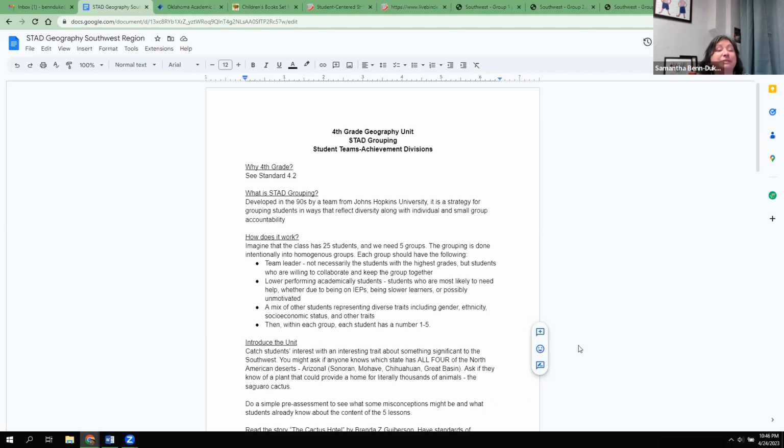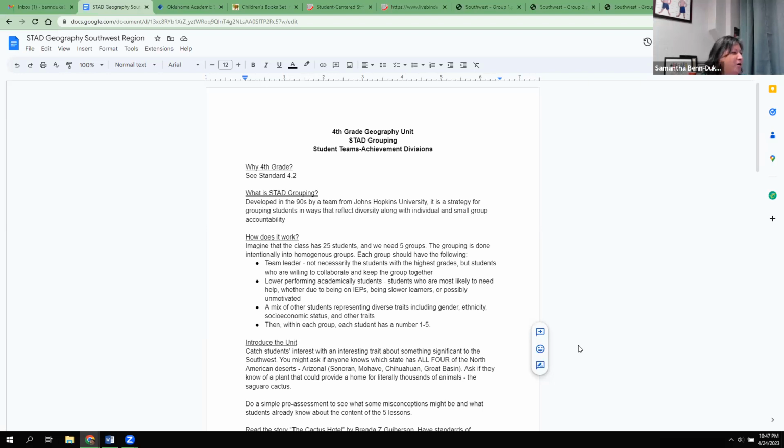We are looking at this specifically to look at a strategy for grouping that was developed in the 1990s. And it was something that I actually used quite a bit in multiple content areas. It's great if you've got a nice number like 24 or 25 to work with. That doesn't always happen, but it's called STAD grouping. And that stands for Student Teams Achievement Divisions. It seems like it stood for something different back in the day, but I don't remember. So that's what we're going to go with.